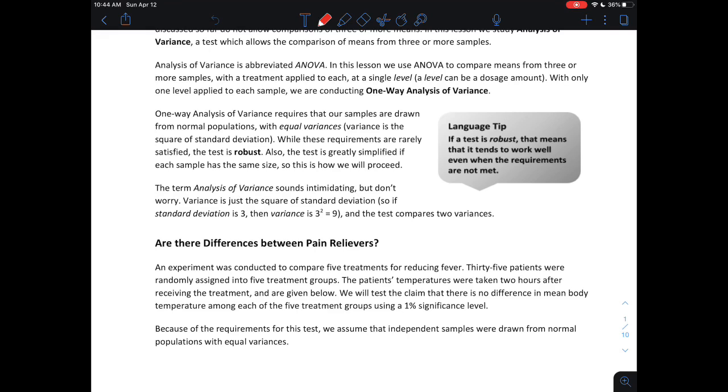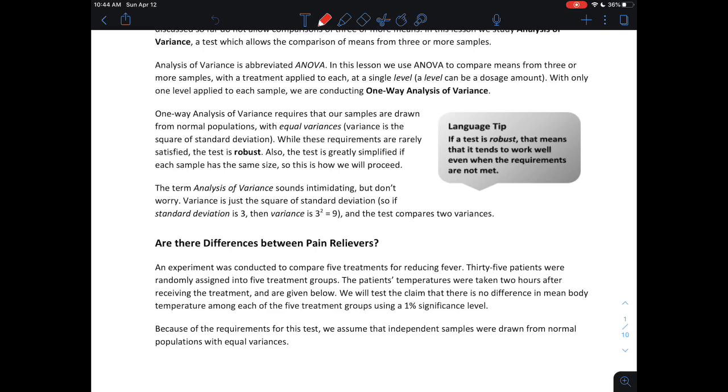While these requirements are rarely satisfied, the test is robust. Off to the right, if a test is robust, that means that it tends to work well, even when the requirements are not met. Also, the test is greatly simplified if each sample has the same size. So this is how we will proceed.